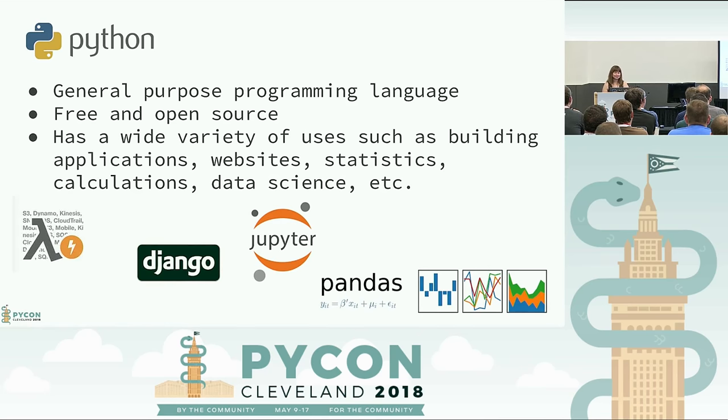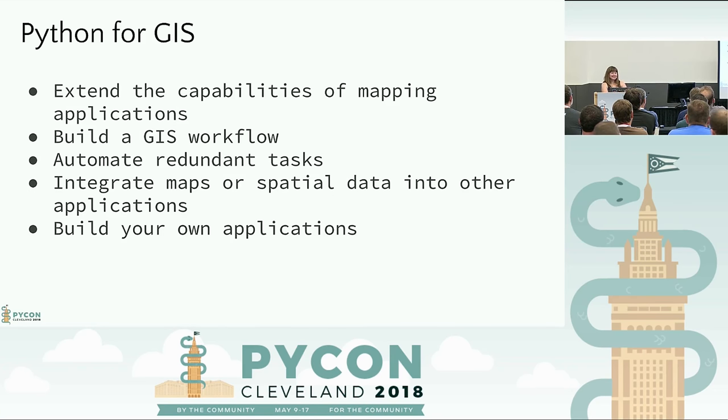Okay. So Python, we're at a Python conference. We know what Python is. It's a general purpose programming language. It's free and open source, which makes it easy to embed into mapping applications. And it has a wide variety of uses. We can build applications with Django or Flask, websites. You can do statistics with it, complex calculations, data science. So Python can be used for GIS, and it's actually embedded in the most popular mapping applications, which have a Python installation that comes right with it, and then a Python window that you can open inside of your mapping application.